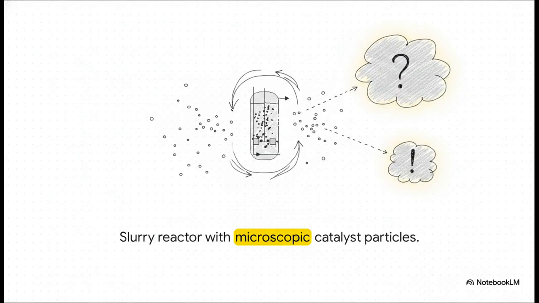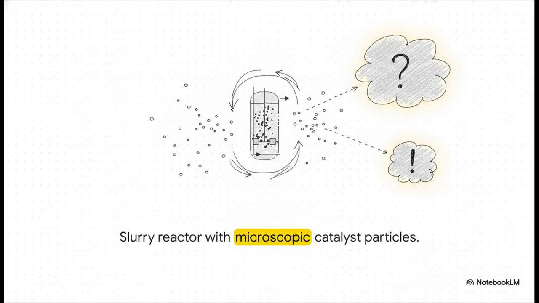Let's zoom in on a very specific, microscopic operational headache. Think about a traditional slurry reactor. To speed up chemical reactions, engineers use catalysts, right? Well, in slurry reactors, tiny, highly active catalyst particles are mixed directly into the liquid reactants. Because they're so insanely small, they provide a massive surface area for the reaction to take place, which is fantastic for efficiency.